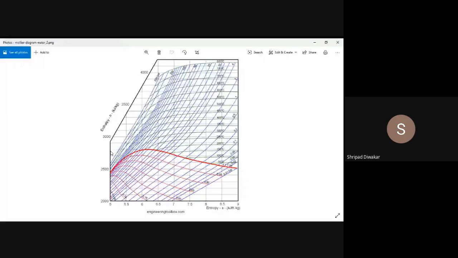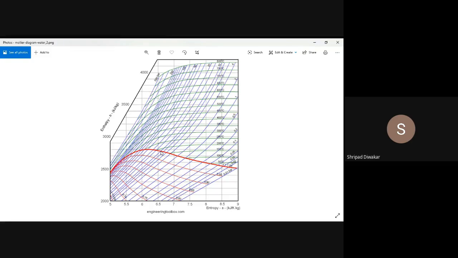Then how to find the second part, that it is expanded to a pressure of 0.95 bar. First we find the intersection point at 10 bar and dryness fraction of one. Then how to find the second value? It is at a pressure of 0.95 bar. So what is 0.95 bar?